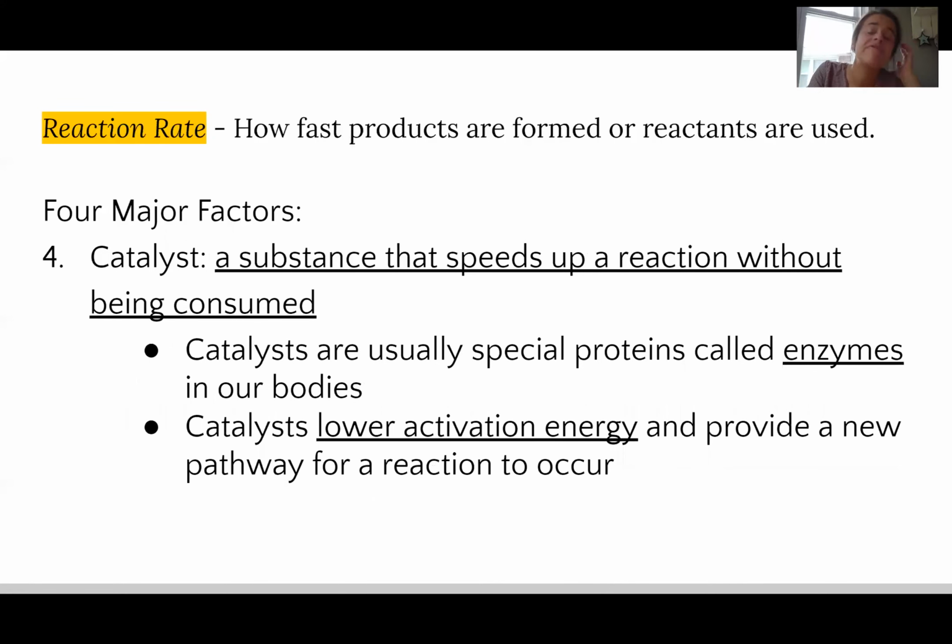So finally, our 4th and final major factor affecting reaction rates is a catalyst. A catalyst is a substance that speeds up a reaction without being consumed. So it makes the reaction go faster without being used up like the reactants.